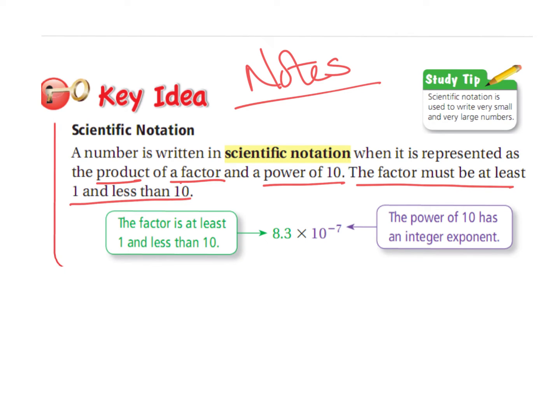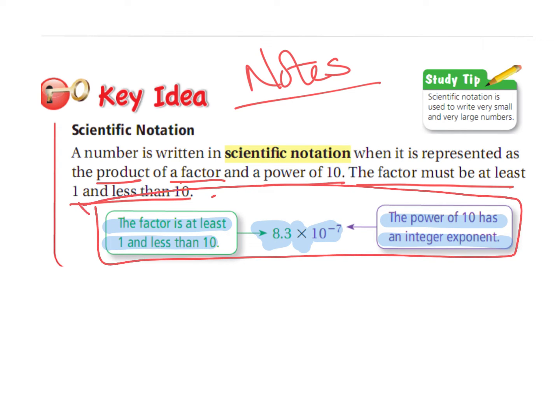So we need to make sure we have this. First of all, it's a product, so we're going to be multiplying. The factor, which is at least 1 and less than 10, is that first number. Then the power is a power of 10 that has an integer exponent. We've been talking about exponents, so we know we can have negative exponents. We're going to leave negative exponents; we're not going to change them. But out of all of this, this is the part that you should definitely have in your notes.